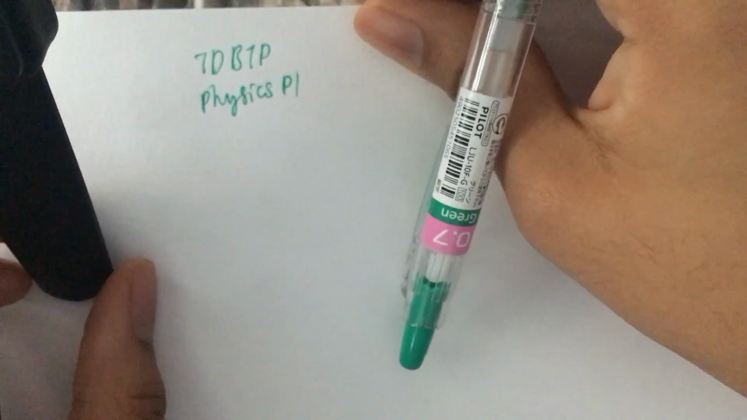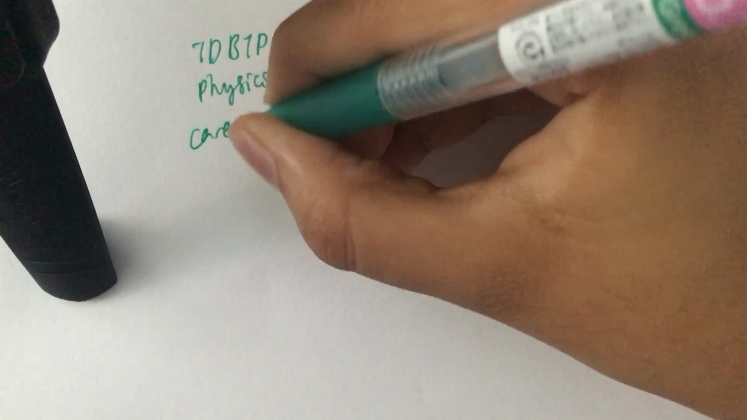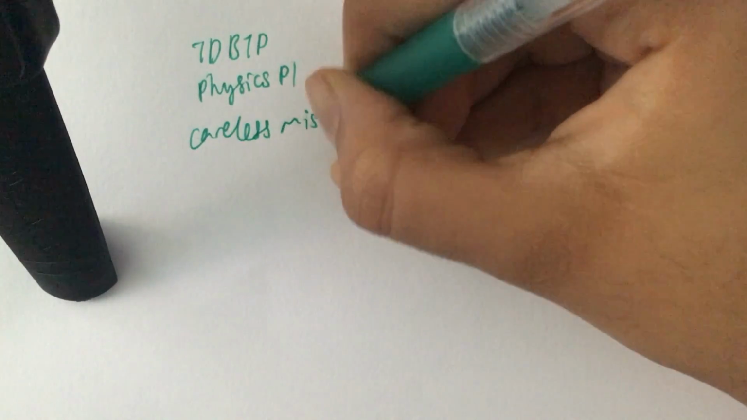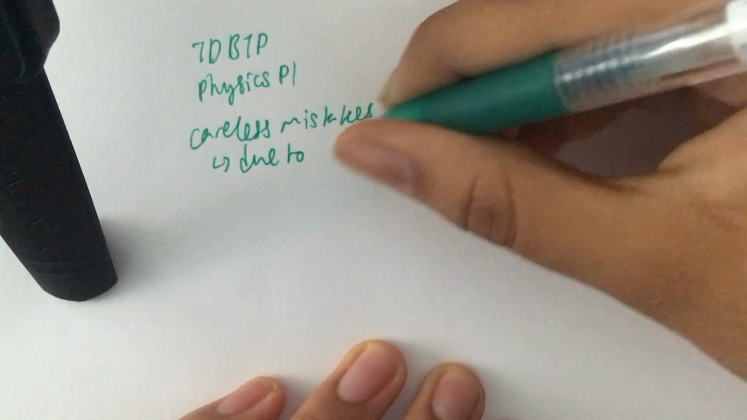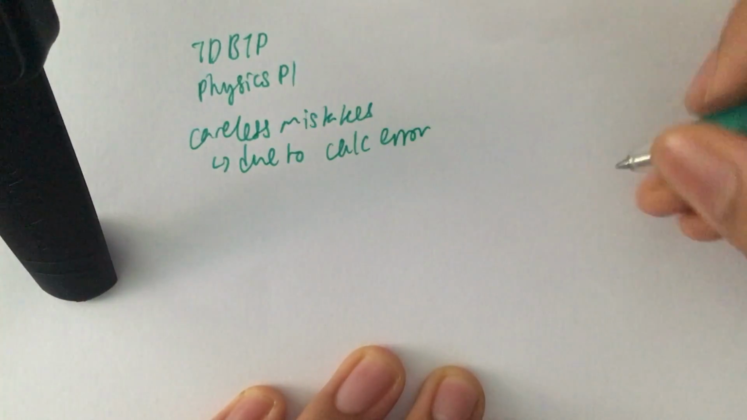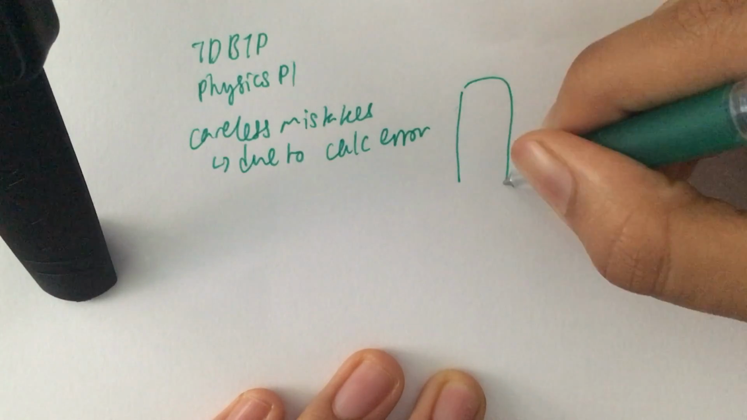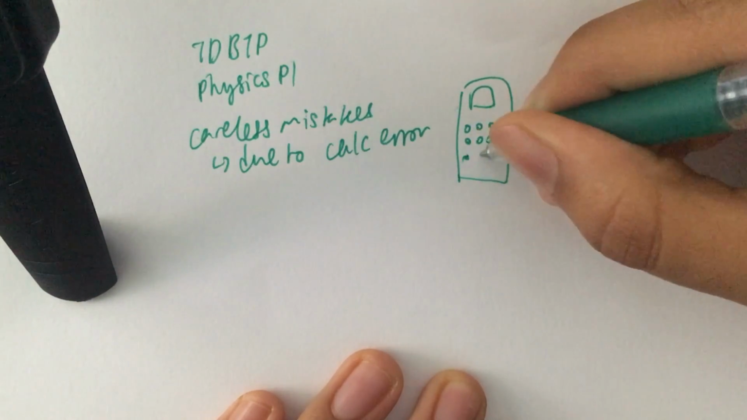So in physics, you're more likely to make careless mistakes due to calculation errors. Usually when you look at a question, you're very tempted to just take your calculator, type it in directly and write it down. But if you're the kind of person who always makes careless mistakes, like typing it wrongly in your calculator, then you don't even know that you typed it wrongly, and you think it's the right answer, then I don't know what to say.